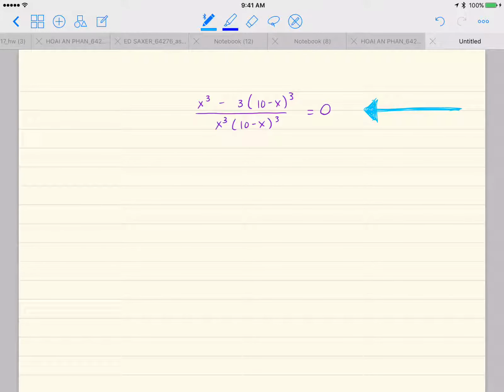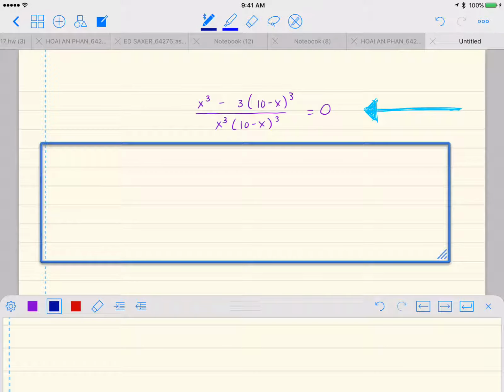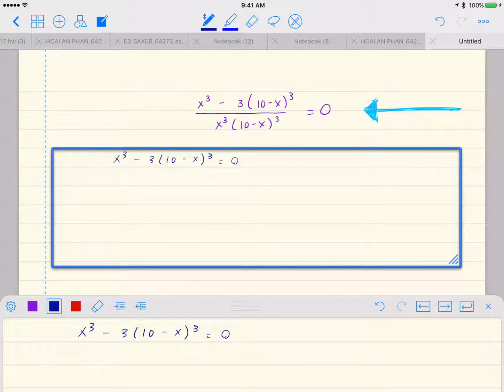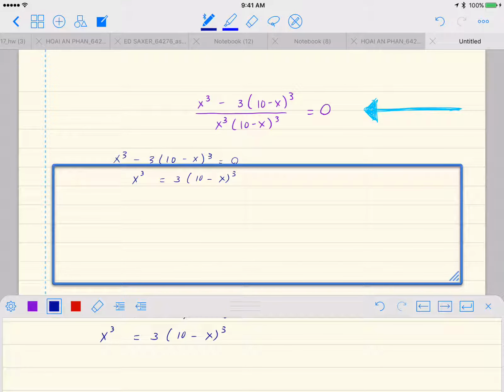We're still trying to find our critical value and solve for when this equation is equal to 0. So it is correct that if I want to solve this fraction equal to 0, I need to just look at the numerator. So I'm just looking at when the numerator is equal to 0. And now, to save myself a little trouble, I will express this as x cubed equals 3 times (10 minus x) cubed. And now I will take the cube root of both sides. So this is what will make my life easier.